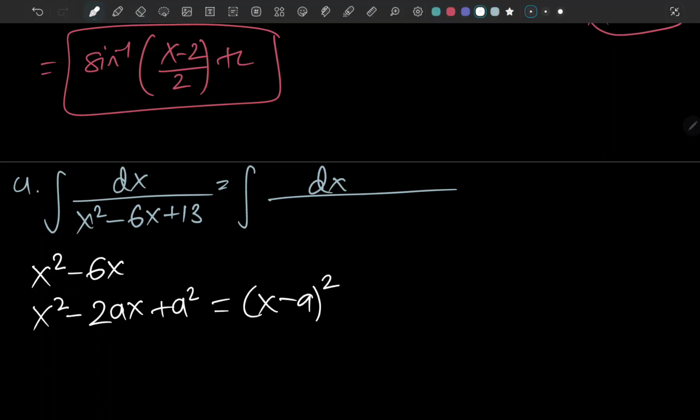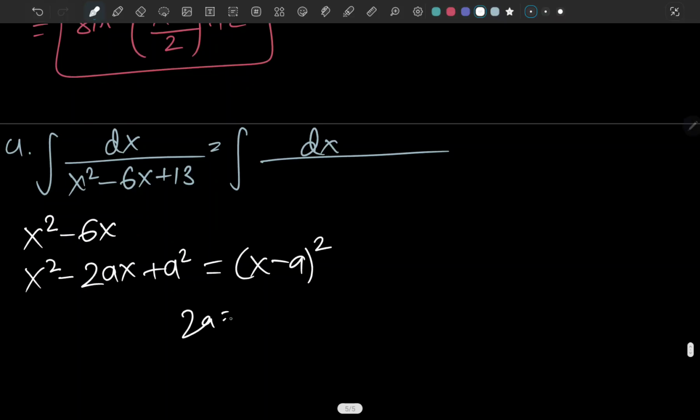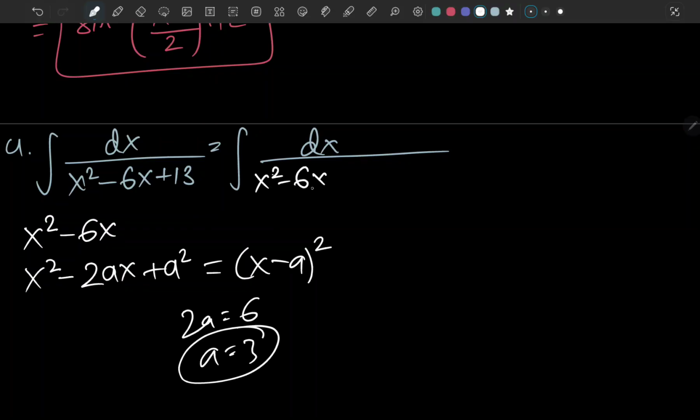So 2 times a is 6, so a is 3. I hope you got an idea for this. So we are just going to add 3 squared and again subtract 3 squared for our convenience. Or we can just think about this: x squared minus 6x plus 13 can be written as 9 plus 4, right?